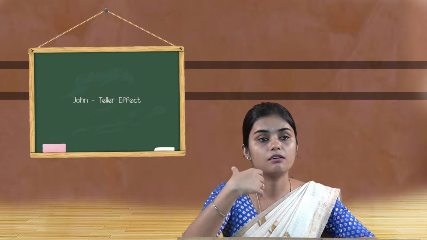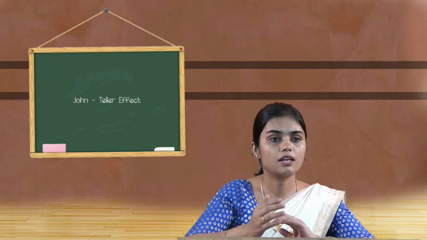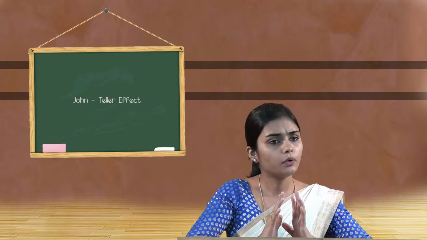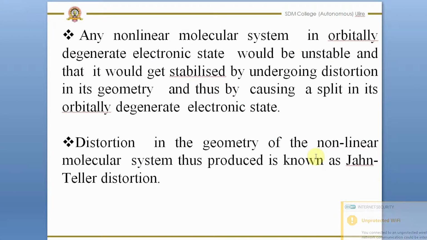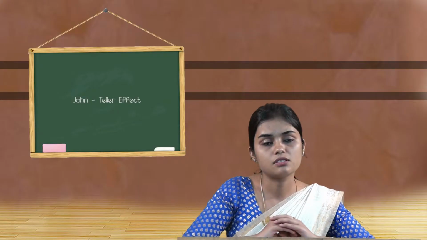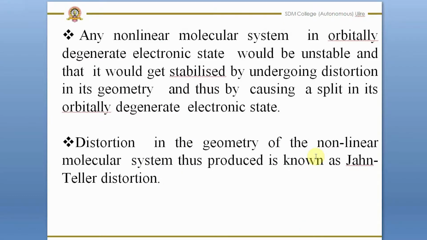The phenomenon was observed for the first time by Jahn and Teller, so the name is the Jahn-Teller effect. Now what is the Jahn-Teller effect? Any nonlinear molecular system in an orbitally degenerate electronic state would be unstable, and that would get stabilized by undergoing distortion in its geometry, thus causing a split in its orbitally degenerate electronic state. This is the statement, the phenomenon is known as the Jahn-Teller phenomenon, and the statement is known as the Jahn-Teller effect. The distortion in the geometry of the nonlinear molecular system thus produced is known as Jahn-Teller distortion.